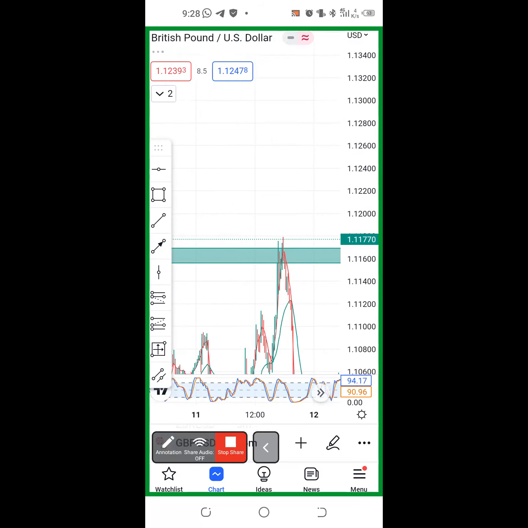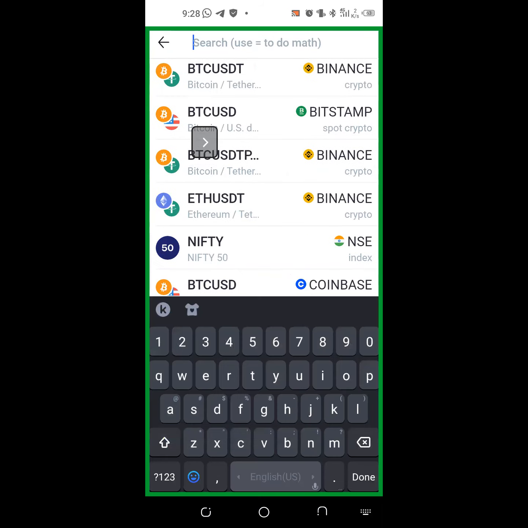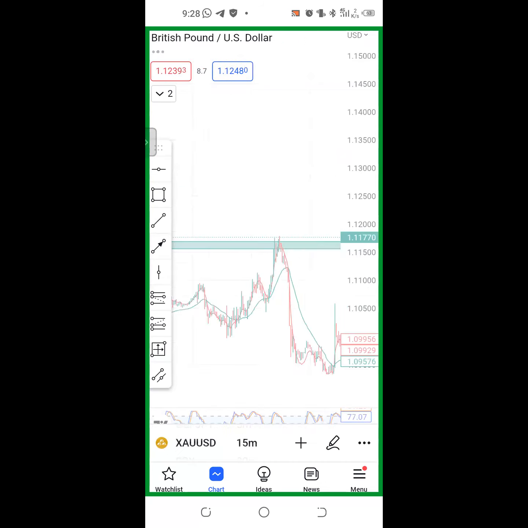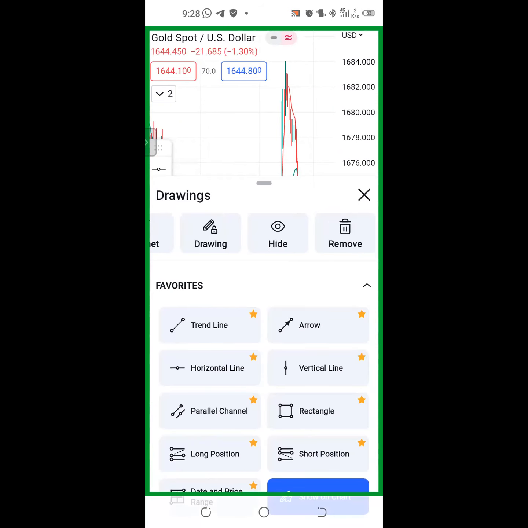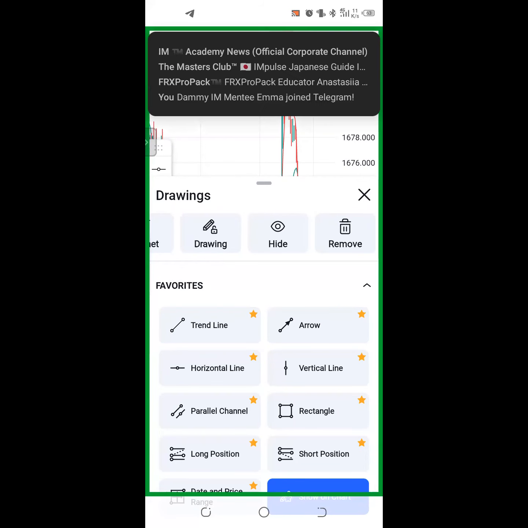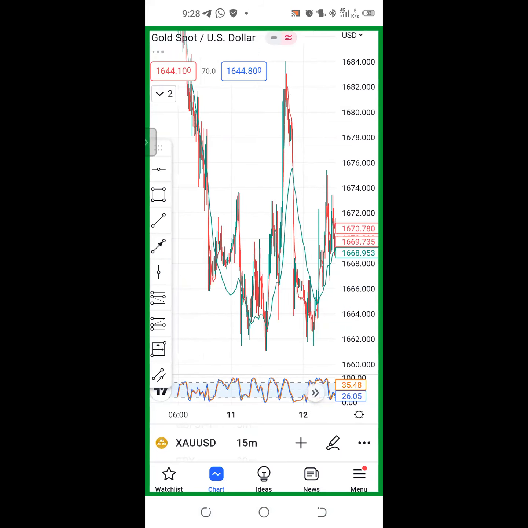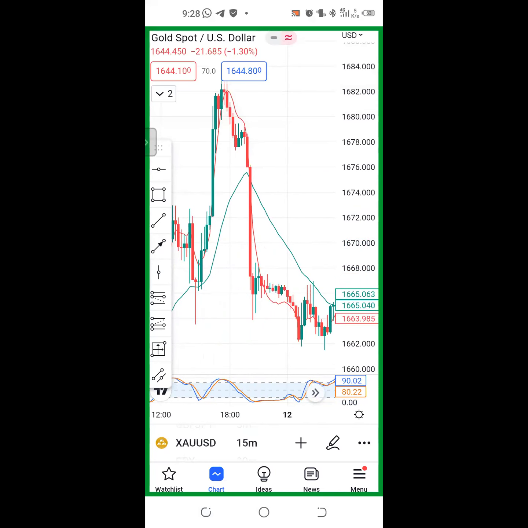Let's check another pair. Let's leave Euro, GBP USD now. Let's do gold, Mr. Gold. It's that time I deleted all my drawings here. I want to start afresh on Monday. Let's look for a swing high, swing low.